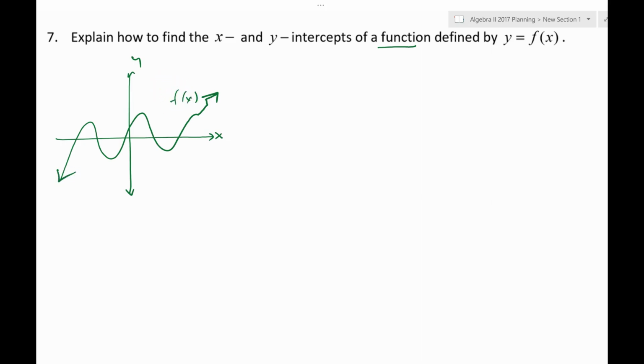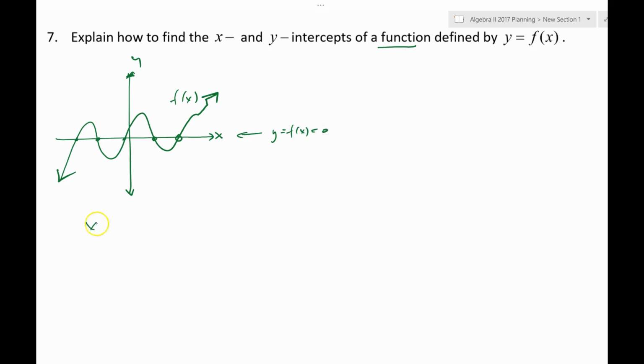So the x-intercepts would be these points here where the function hits the x-axis. Well, to see what's going on here, we think about what value do we know for sure is occurring there. Well, we know that the output is 0 there, or y. So every place on the x-axis, we know that y or f of x equals 0.